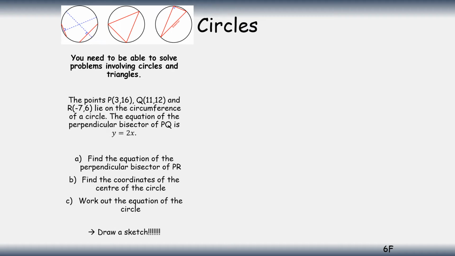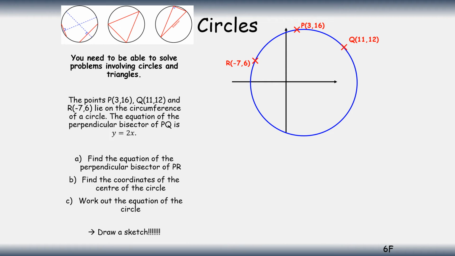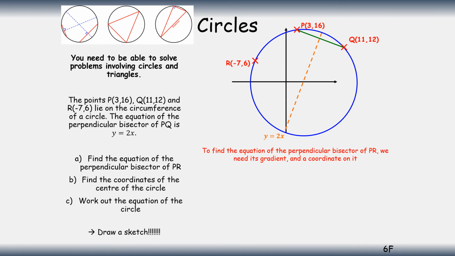The first thing we want to do here is draw a sketch. So as I said before, don't worry about the axes. So if we draw the circle, we know all 3 points lie on the circumference of the circle, and we are given the line of the perpendicular bisector between P and Q. So once we draw this, it kind of makes it easier for us to see what's going on. So what we're going to do is connect P and R and find the perpendicular bisector of that.